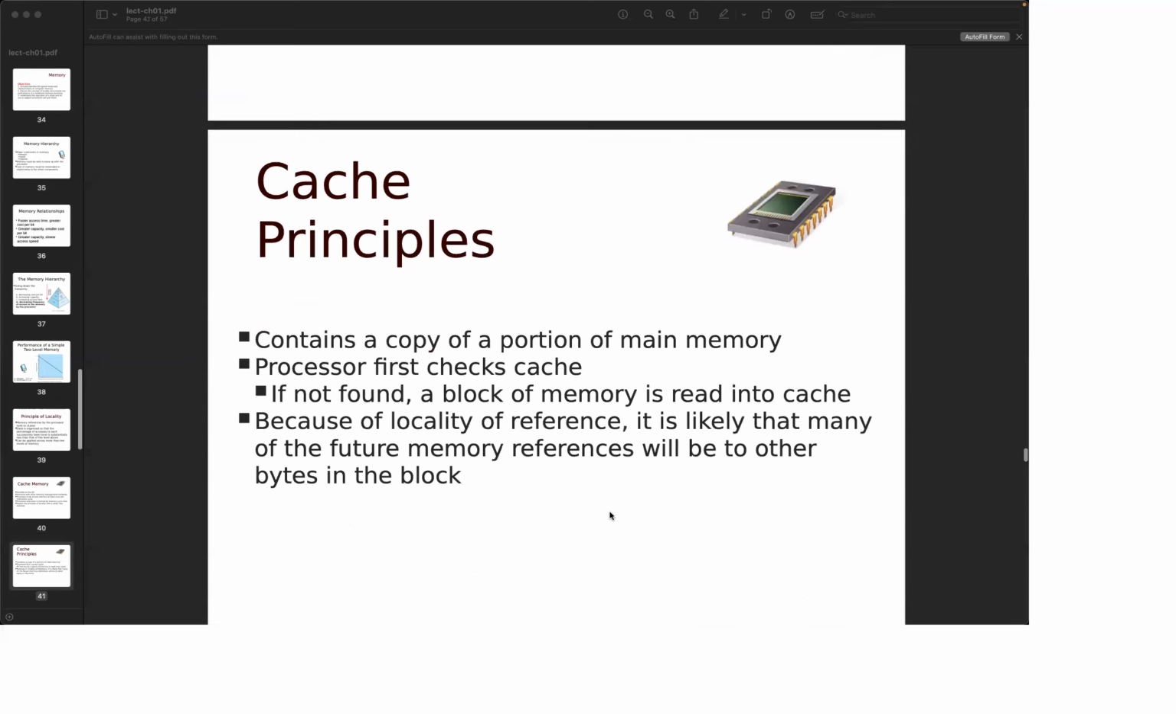Okay. And then also, the cache always contains a copy of a portion of the main memory. If the processor first checks the cache and doesn't find the data, then we try to read a block of memory and then go to cache. Do you know the difference? Do you know what a cache memory is? Actually, the cache is like a buffer.